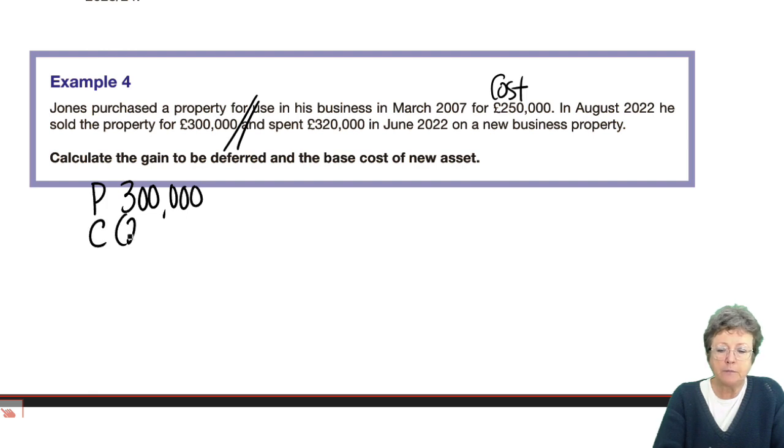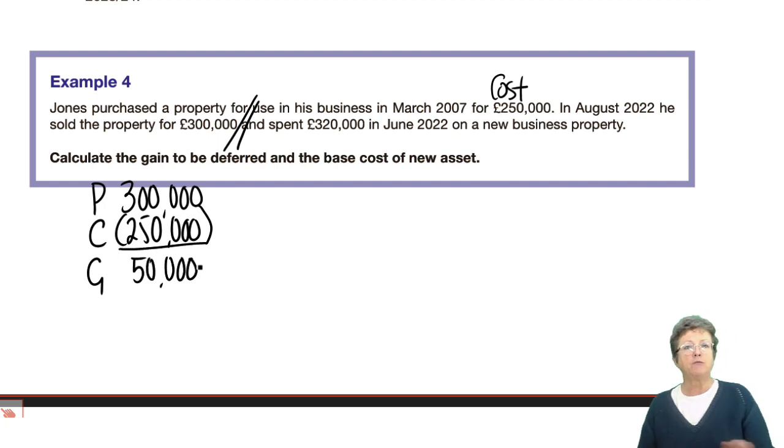Cost. Gain. Every single time, even if you get a complex rollover relief question or a rollover relief where it's into a depreciating asset, which we'll do later, same thing every time. Proceeds less cost equals gain. Now, to carry on the question, it says he spent all the proceeds plus a bit more in June 2022 on a new business property.